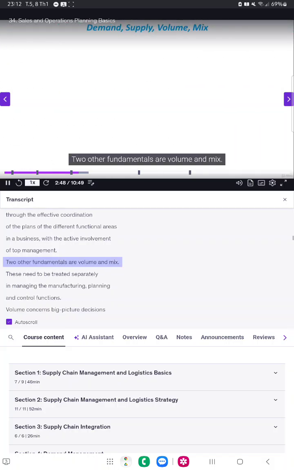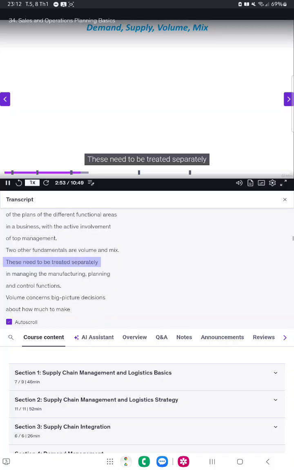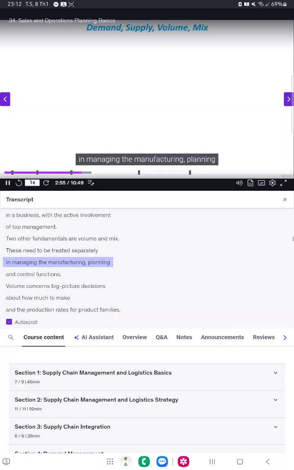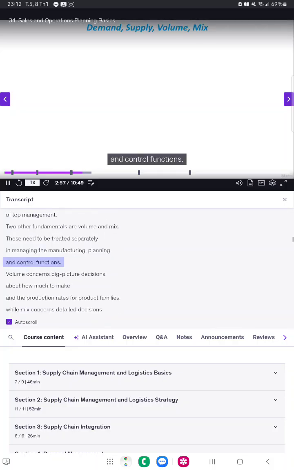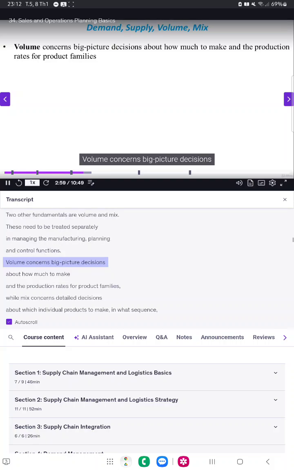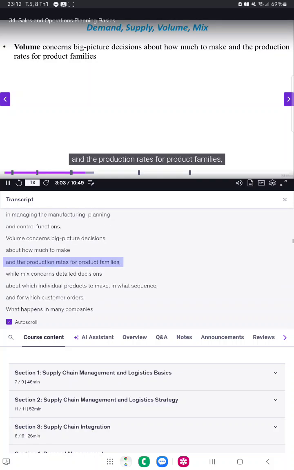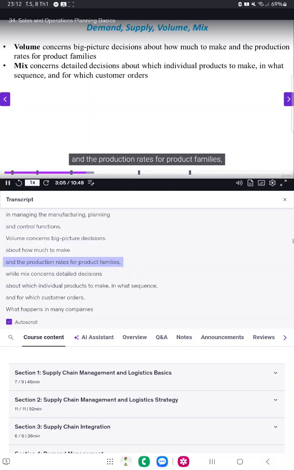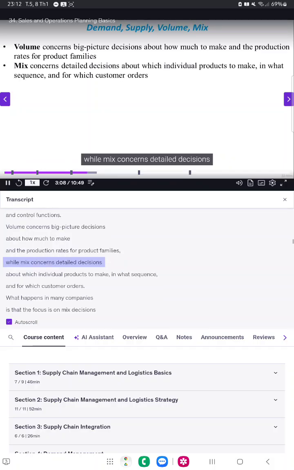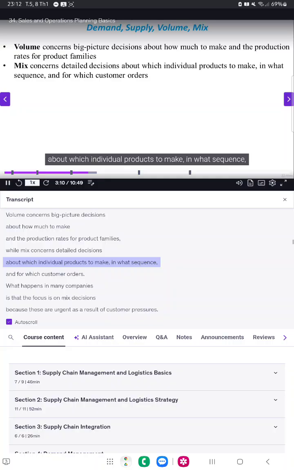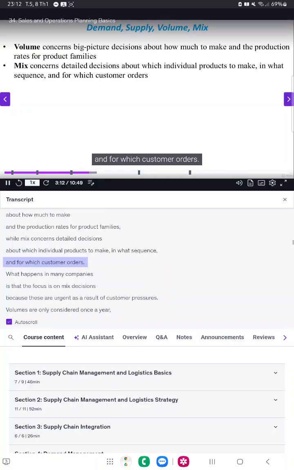Two other fundamentals are volume and mix. These need to be treated separately in managing the manufacturing, planning, and control functions. Volume concerns big picture decisions about how much to make and the production rates for product families, while mix concerns detailed decisions about which individual products to make, in what sequence, and for which customer orders.